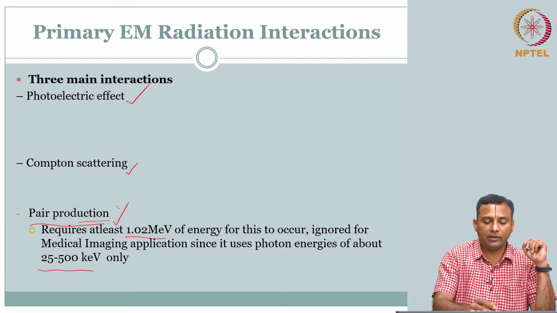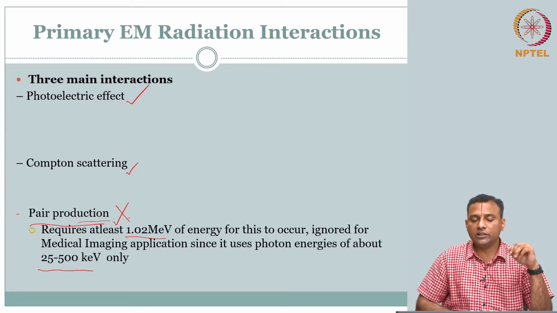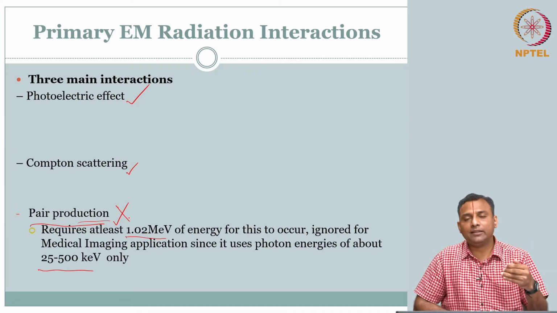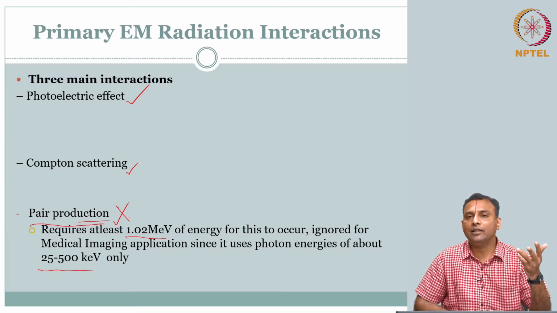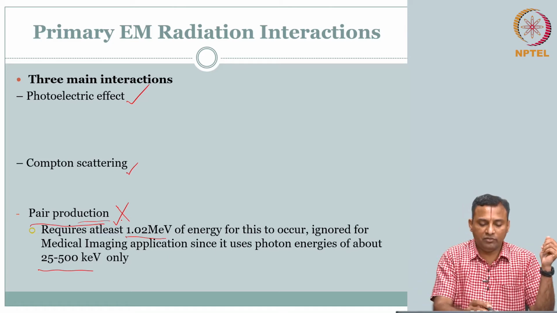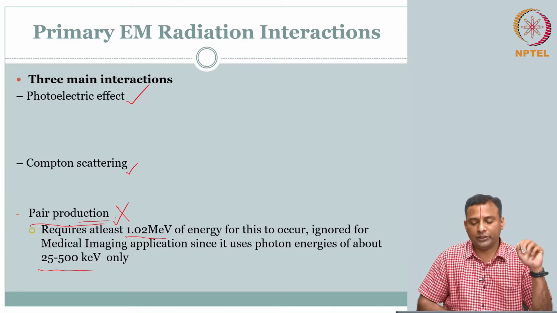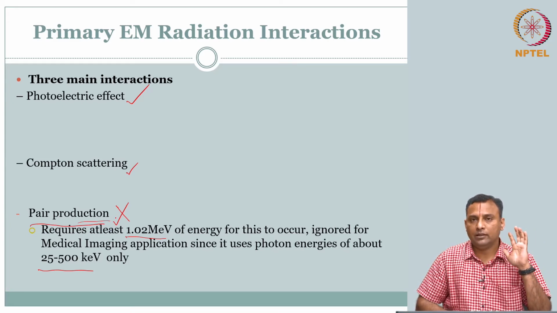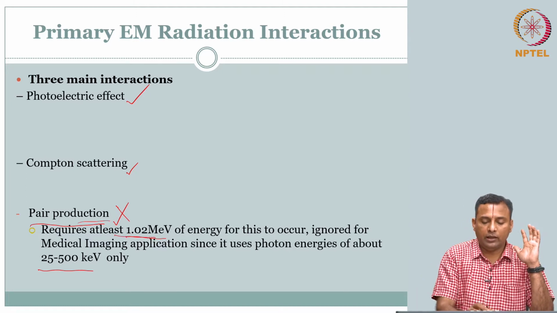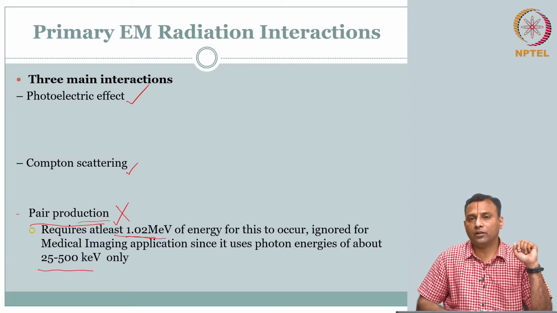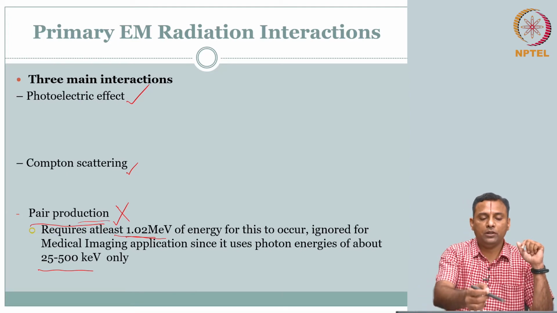Therefore, we will not cover this anymore. This is just for completeness. There are 3 types of interactions. For biomedical application, we do not really worry about pair production. We just leave it at this stage and say that it is not going to be encountered because of the high energy of the incident photon that is needed. Okay. So, now we will jump into the 2 other things.